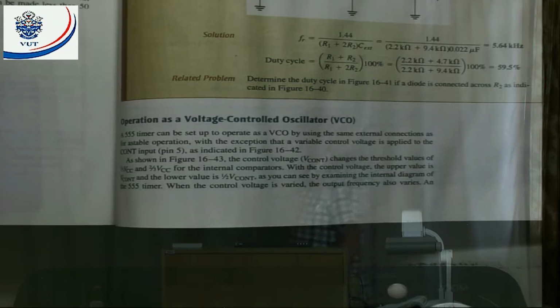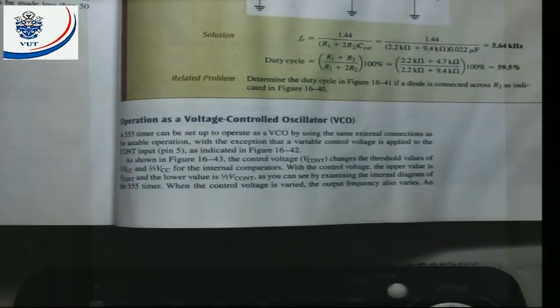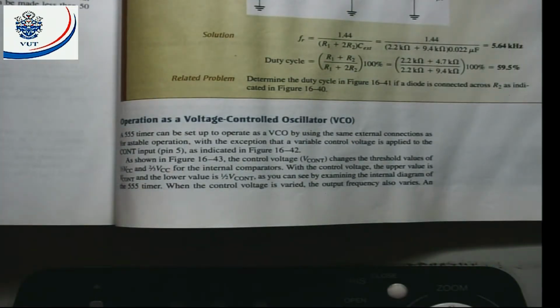All right, voltage-controlled oscillators. In phase lock loops, they use voltage-controlled oscillators, and we can also use the 555 as a voltage-controlled oscillator. They say a 555 timer can be set up to operate as a voltage-controlled oscillator by using the same external connections as for astable operation, with the exception that the variable control voltage is applied to control input pin 5, as indicated in figure 16.42.